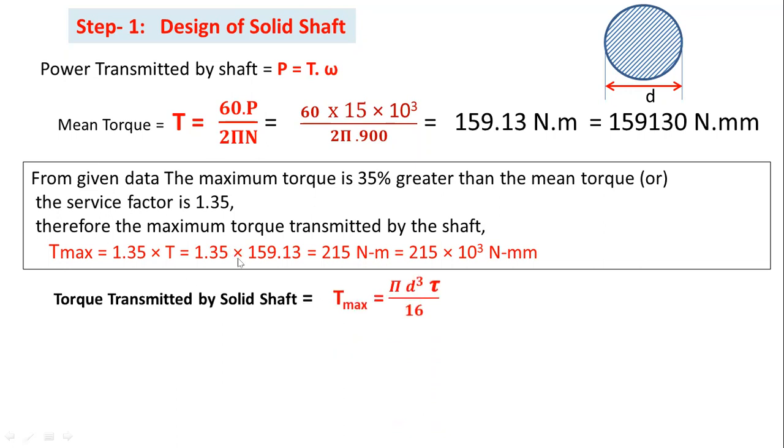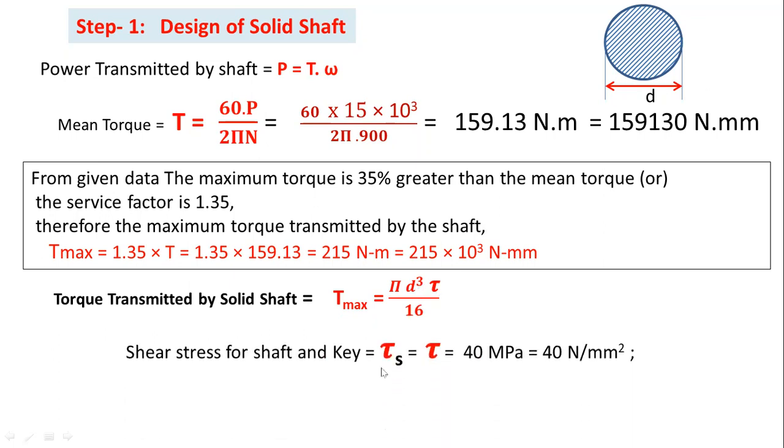After getting the maximum torque, you have to apply the torque transmitted by the solid shaft formula. From this formula, you can get the value of a suitable diameter of a solid shaft. Maximum torque equal to pi d cube by 16 into tau. From this equation, you can get the value of diameter, small d, which is the outer diameter of the solid shaft. Now you have to substitute the value of tau. From given data, we already know that shear stress for shaft material, tau equal to 40 megapascal.